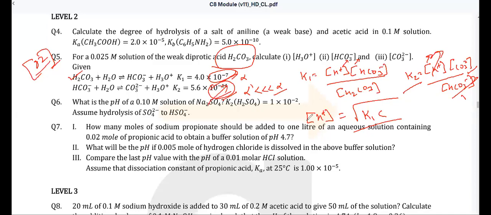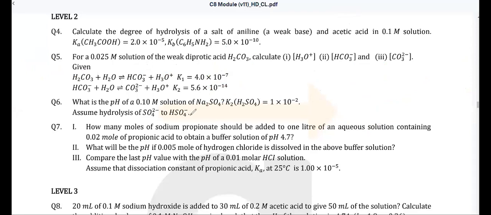So the concentration of H plus from the first reaction can be given by just the formula, root K1 into C. Now, the concentration of H plus and the concentration of HCO3 minus will be almost the same because this alpha dash is negligible. So this will be cancelled, and the concentration of CO3 2 minus is just equal to K2.